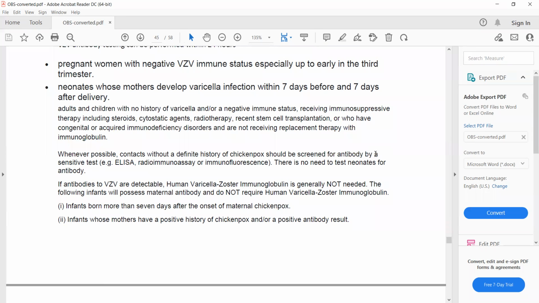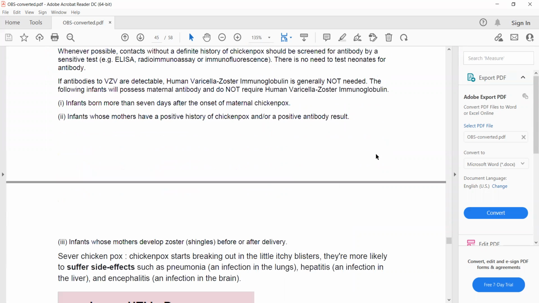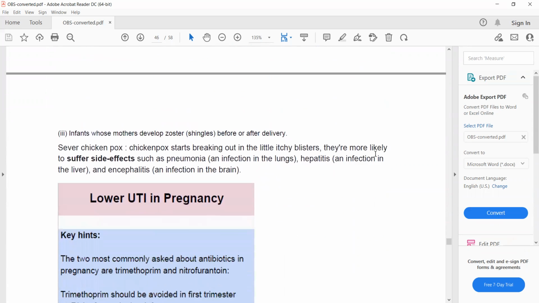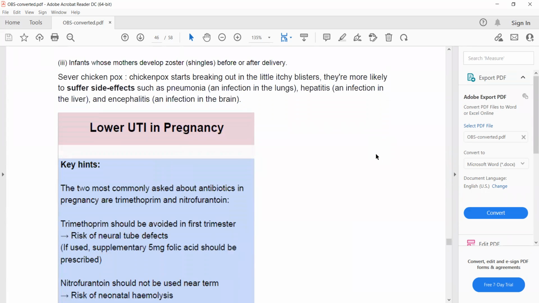Similarly, if a pregnant woman or an immunocompromised person develops chickenpox, then we'll give acyclovir and not varicella zoster immunoglobulins, because varicella zoster immunoglobulins are for prevention. So this was all about chickenpox in pregnancy.